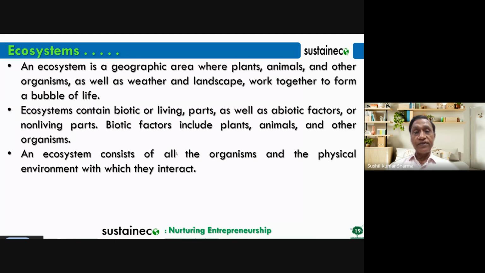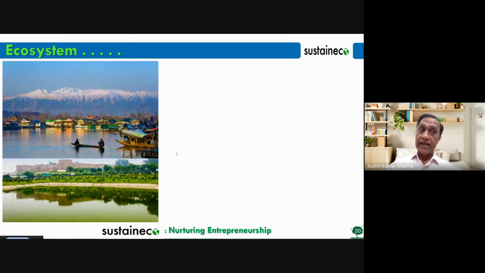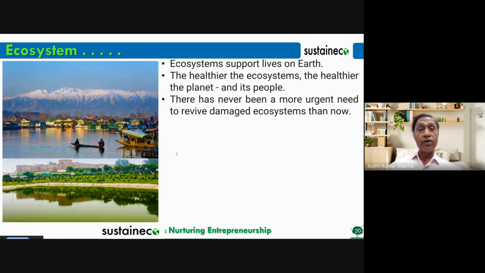Biotic factors include plants, animals, and other organisms. An ecosystem consists of all the organisms and the physical environment with which they interact. These biotic and abiotic components are linked together through nutrient cycles and energy flows. Energy enters the system through photosynthesis and is incorporated into plant tissues, which we all know since our school days. Ecosystems support life on Earth. The healthier the ecosystem, the healthier the planet and we people on the planet as a whole.